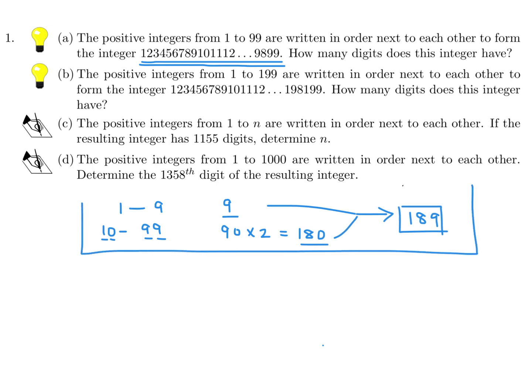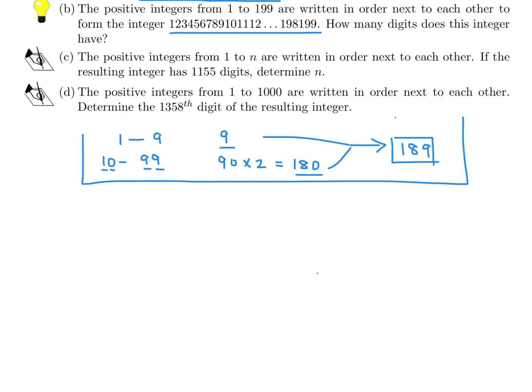Part B. The positive integers from 1 to 199 are written in order next to each other to form this big long integer. How many digits does this have? Okay, so same kind of story. From 1 to 9, there's going to be 9 digits. From 10 to 99, there's going to be 90 times 2, which is 180 digits.